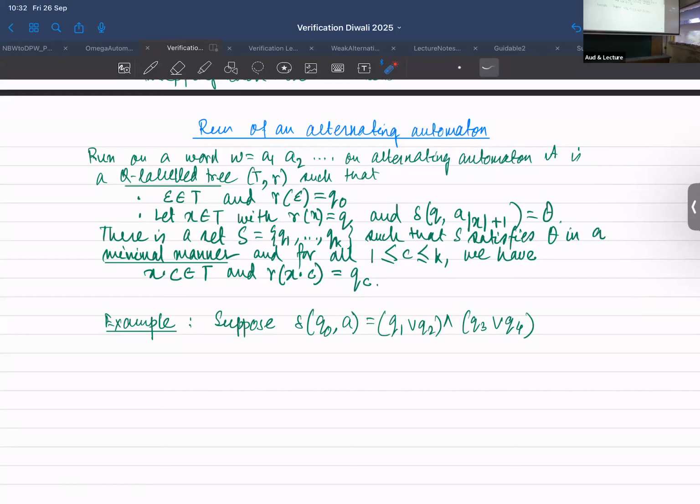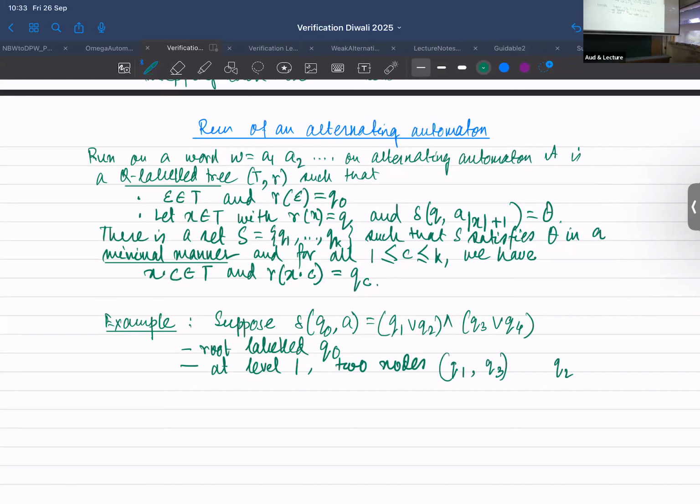Just to give you an example, if you have something like this, then you have a root which is labeled Q0, then at level 1, you have two nodes. Maybe if I consider two nodes, I can have Q1, Q3. This is a valid run, okay? Or if I consider another run, then Q2, Q4 can be another possible such run, which will minimally satisfy this, and so on.